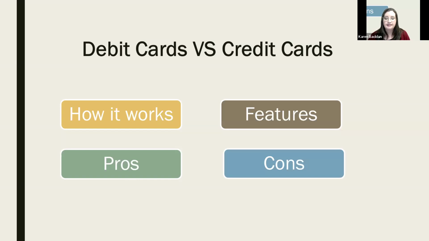Fees. Some credit cards may come with annual fees, foreign transaction fees, late payment fees, and cash advance fees. So take a look at and understand the terms of your credit card before you use it. Understanding these differences can help you choose the right card for your needs and use them effectively to manage your finances. Many Canadians use both types of cards for different purposes. Debit cards for everyday purchases and budgeting, and credit cards for building credit and earning rewards.